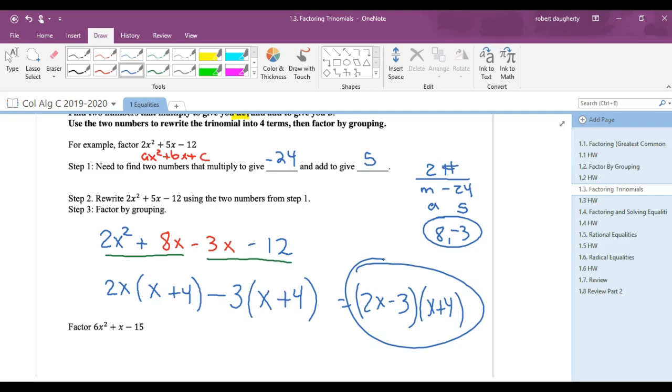Now this may be a couple of extra steps. When I was a kid, they taught us to put a 2x and an x and just start guessing for numbers, and I don't really like that. This is a formula that's going to work every time.